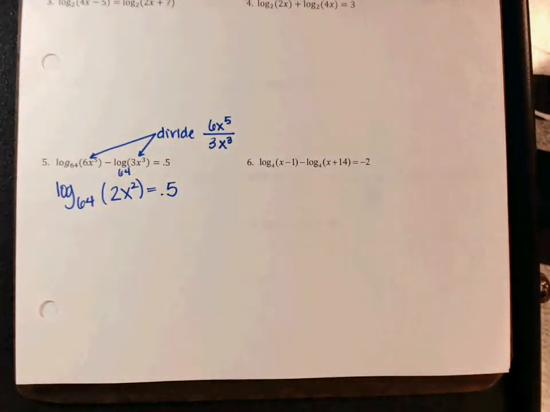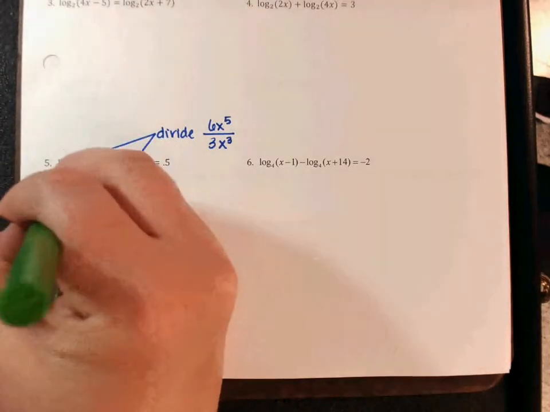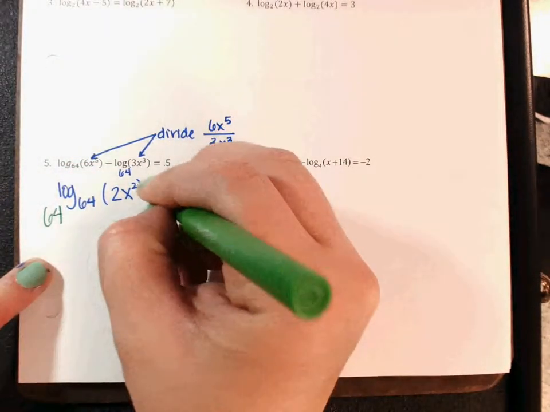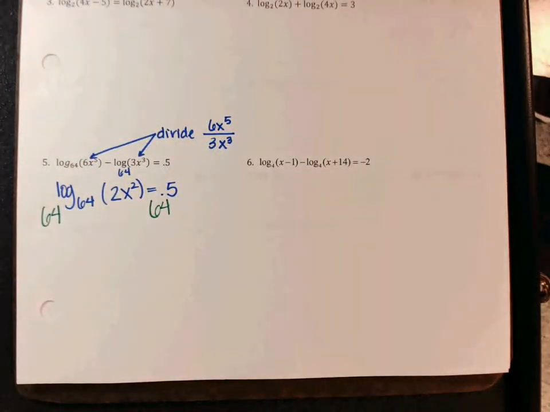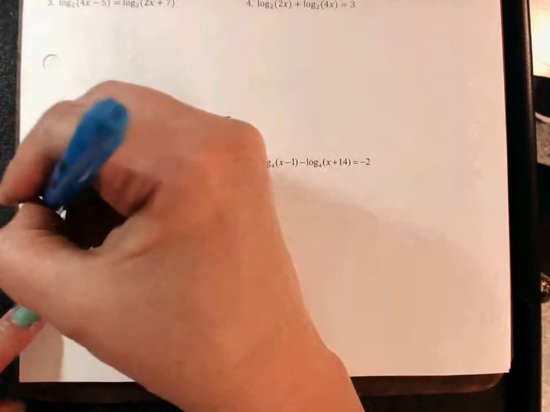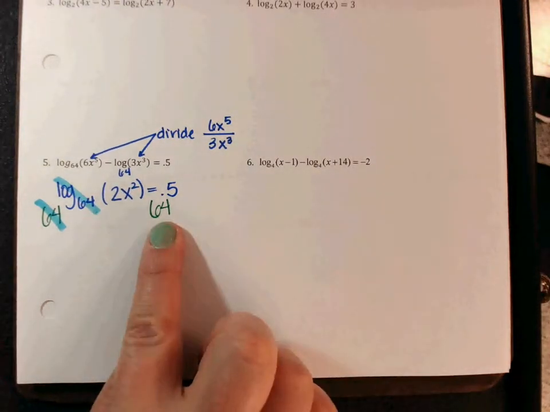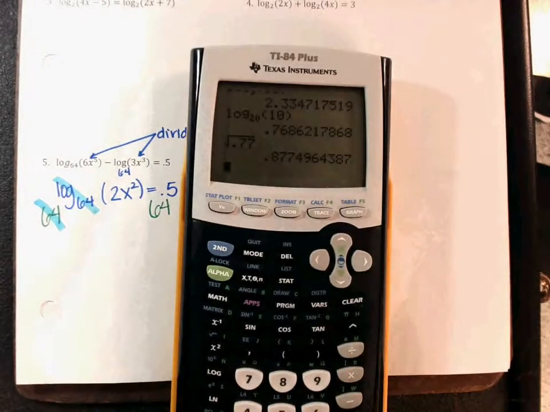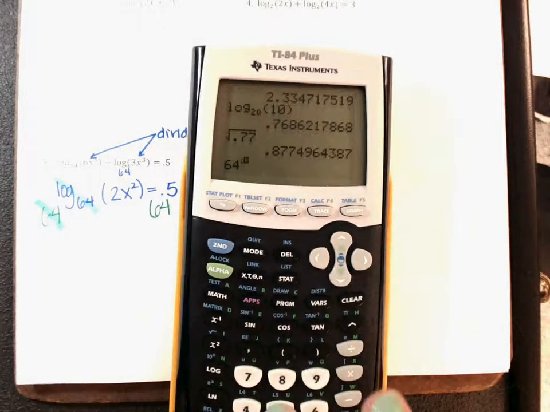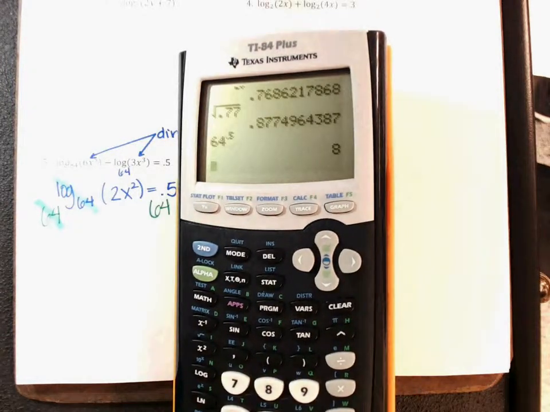Okay, then what do I do from there? So I'm going to put a 64 as a base here, and a 64 as a base here. And remember that your 64 and your log 64 cross out. This side, you're doing 64 up to the 0.5. So I'll type it in here so you can see it. Okay, 64 up to the 0.5, and it comes out to be 8.